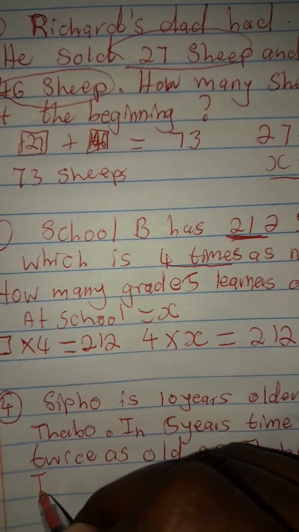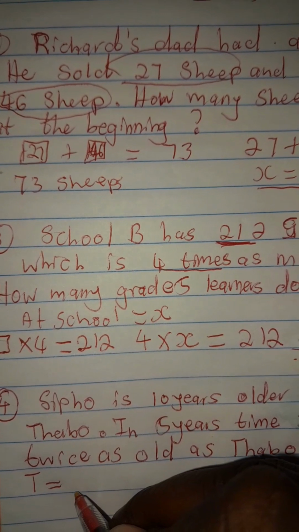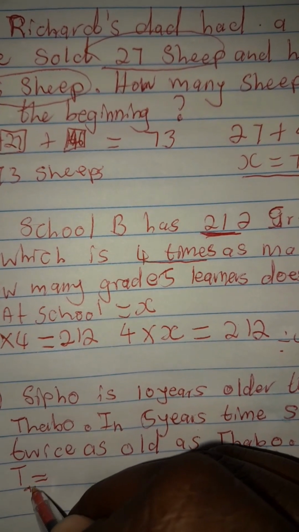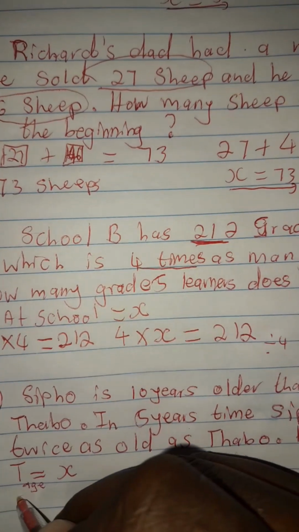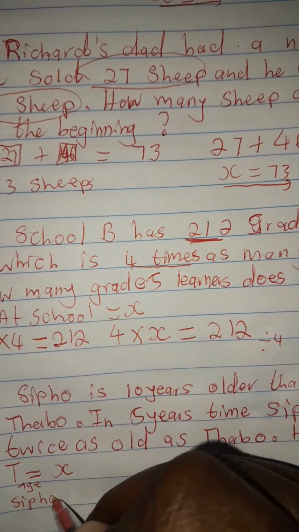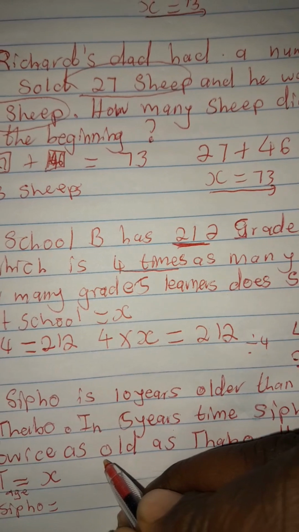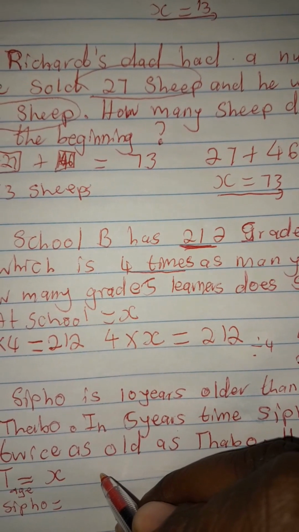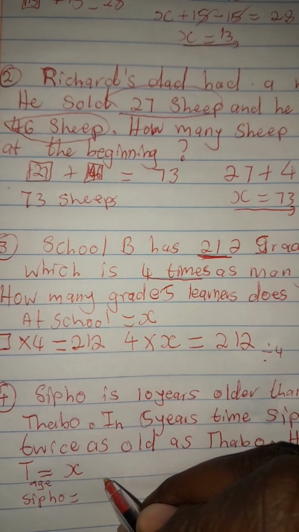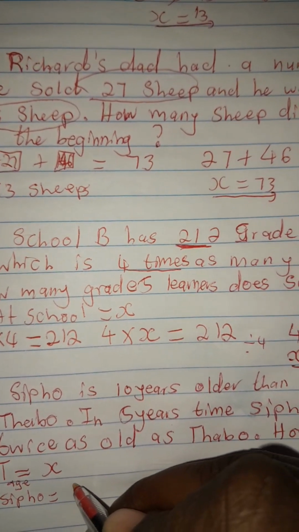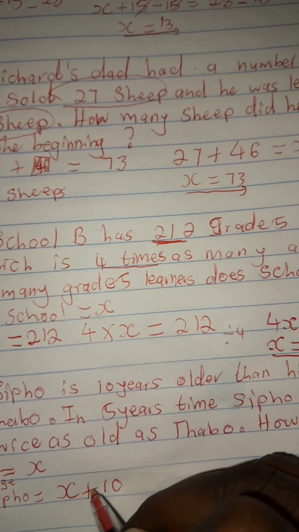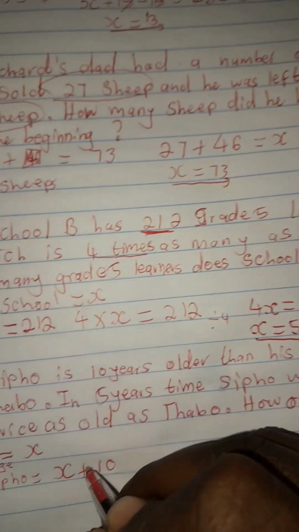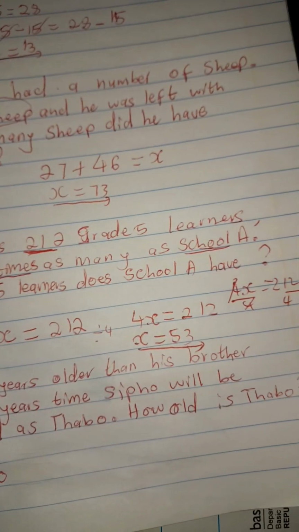First thing first, we don't know Thabo's age. Let Thabo's age be X in this case. You're told that Sipho is 10 years older than Thabo. That means if he's 10 years older, we add 10 to X, remembering that X is Thabo's age. So Sipho's age is X plus 10.